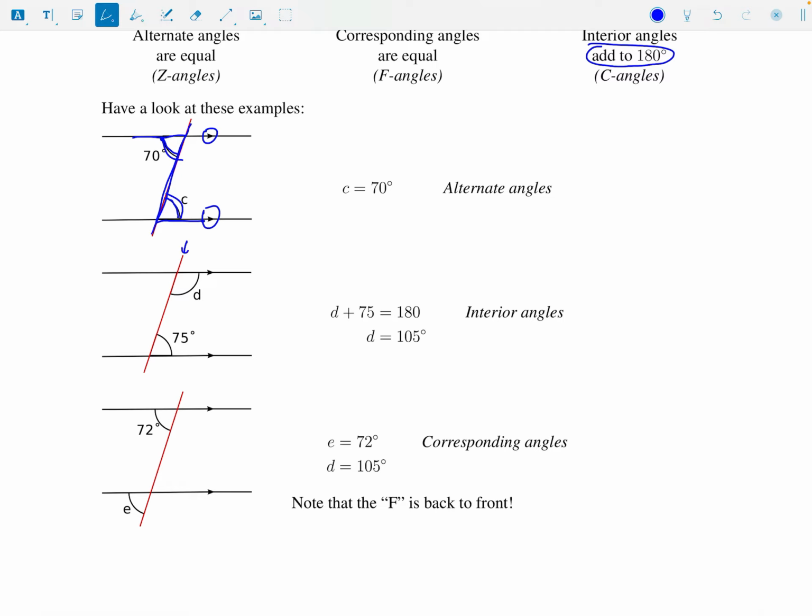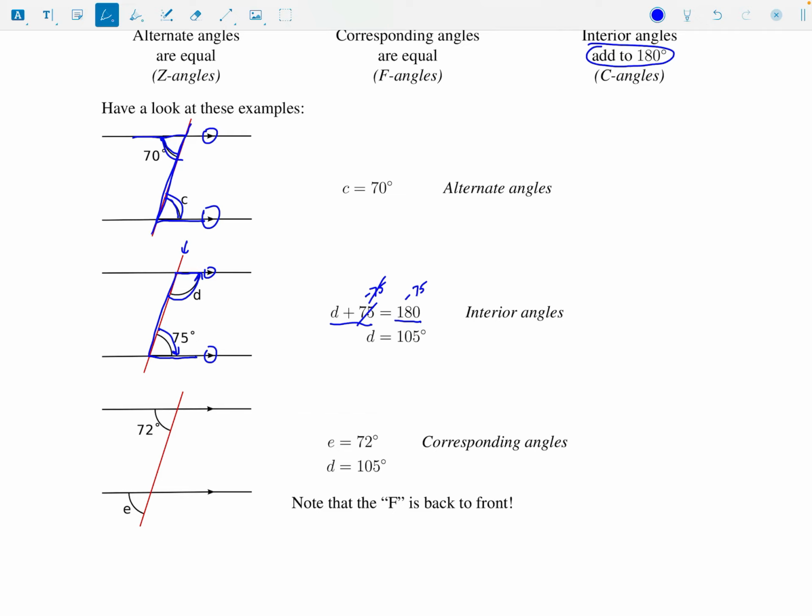Here again, we have the transversal. We have two parallel lines. This time we can draw a C pattern, and we can get that this angle plus this angle, the interior angles, should add up to 180. So we know that D plus 75 should equal 180. If we subtract 75 from both sides, so that this crosses out, we have D equals 105 degrees.